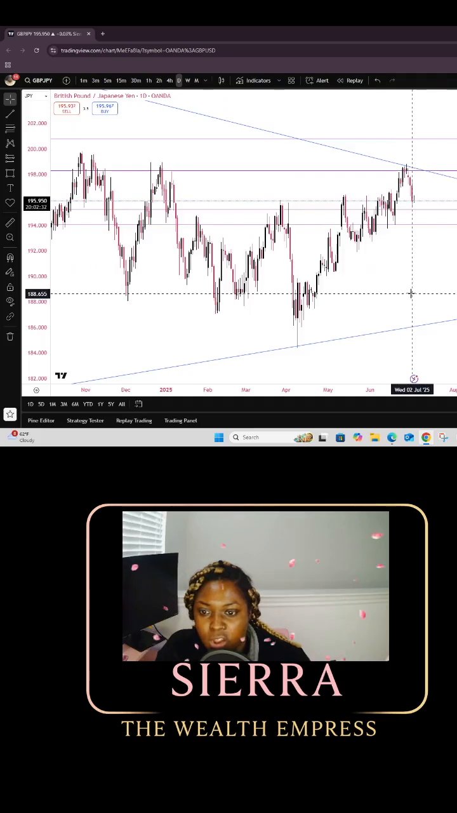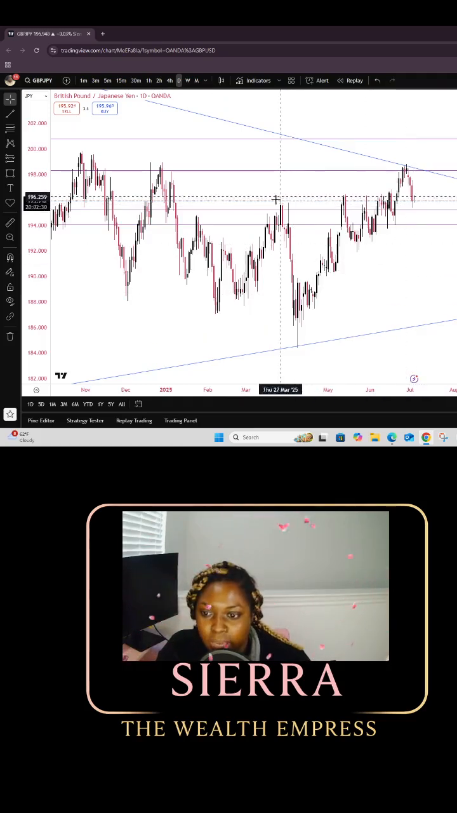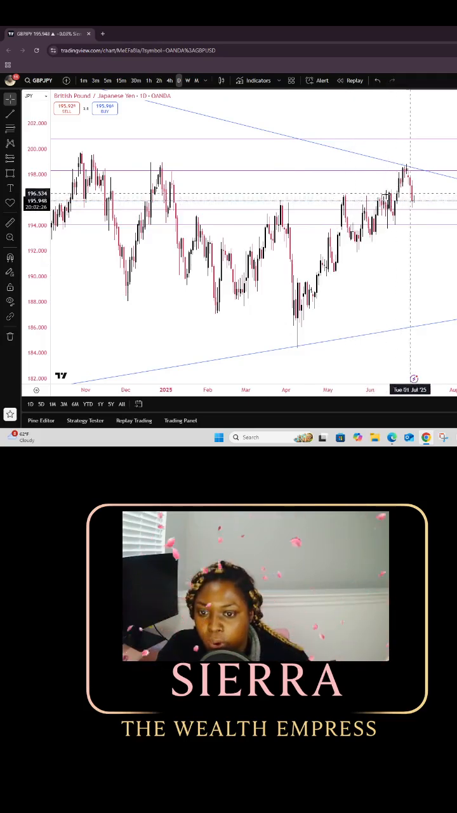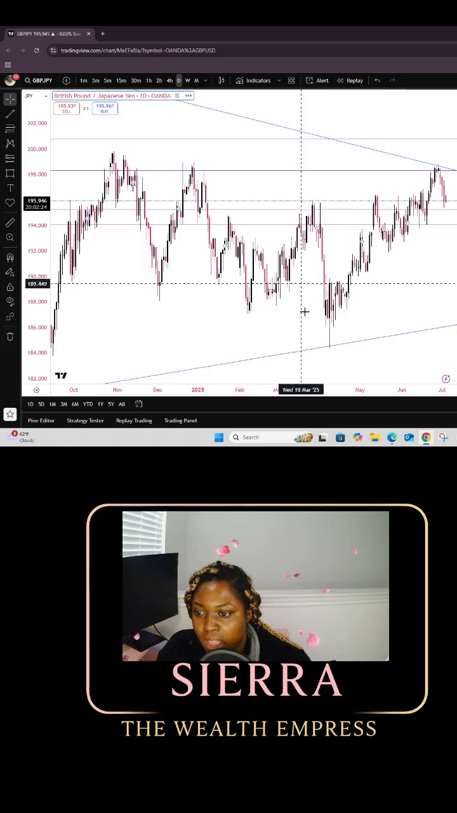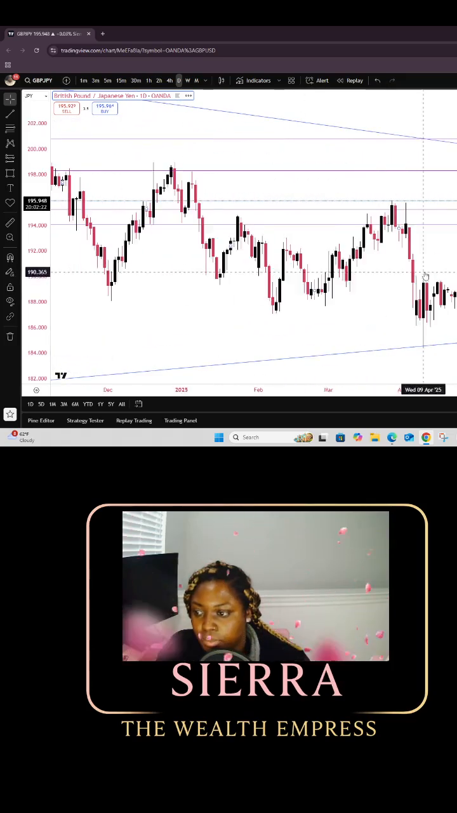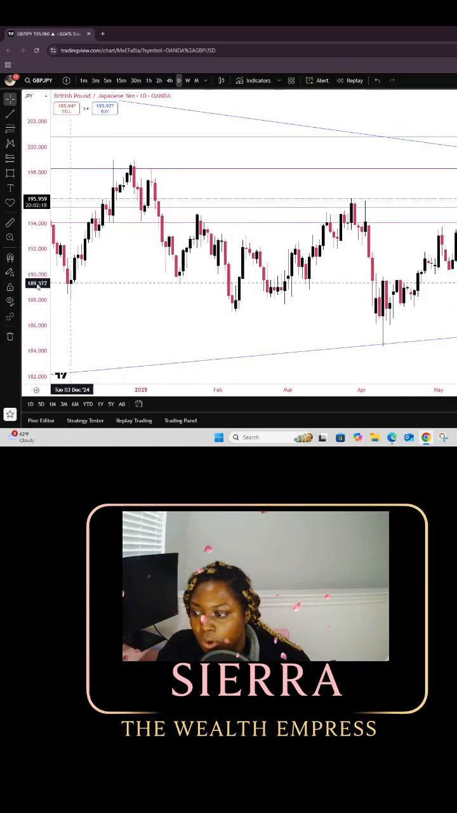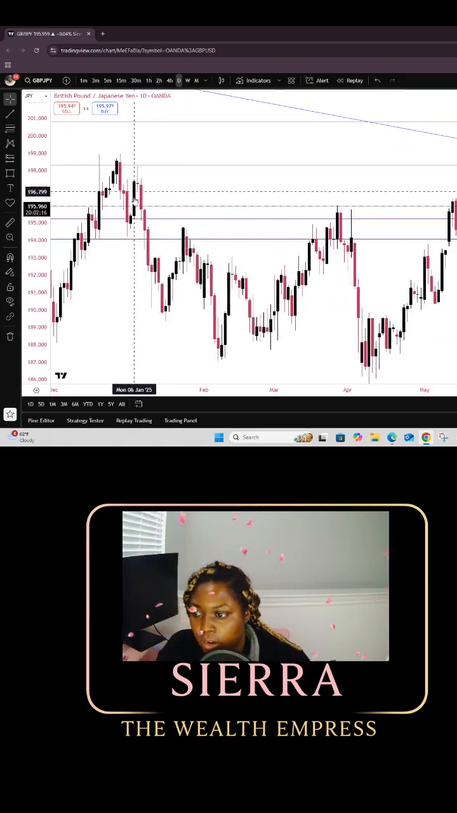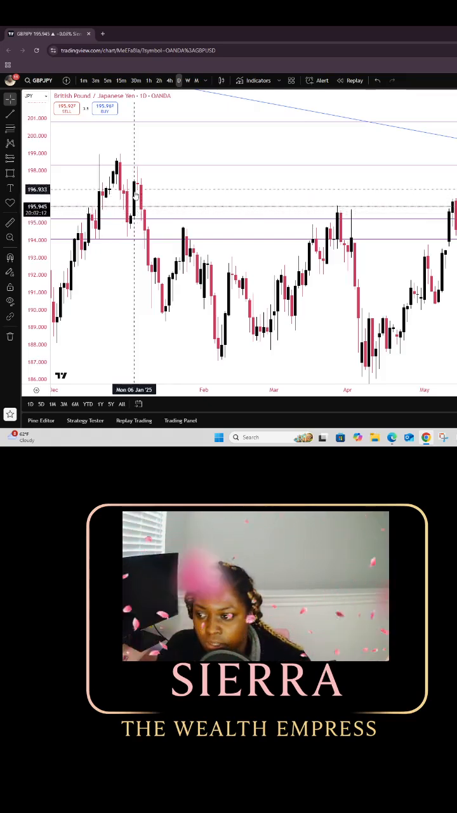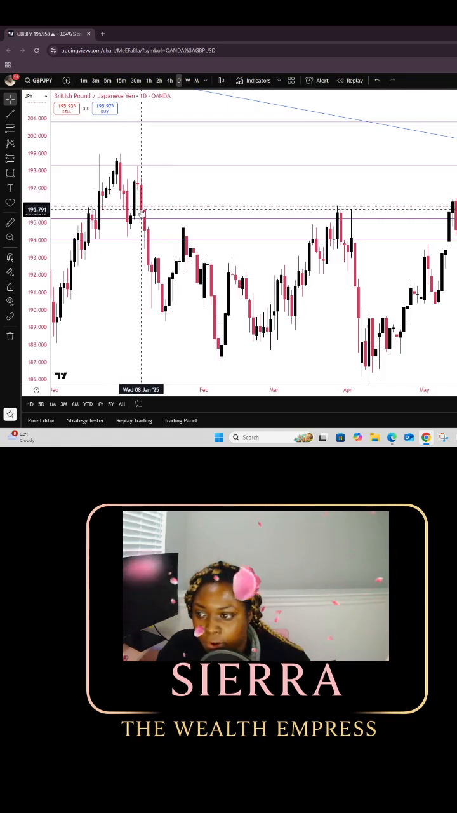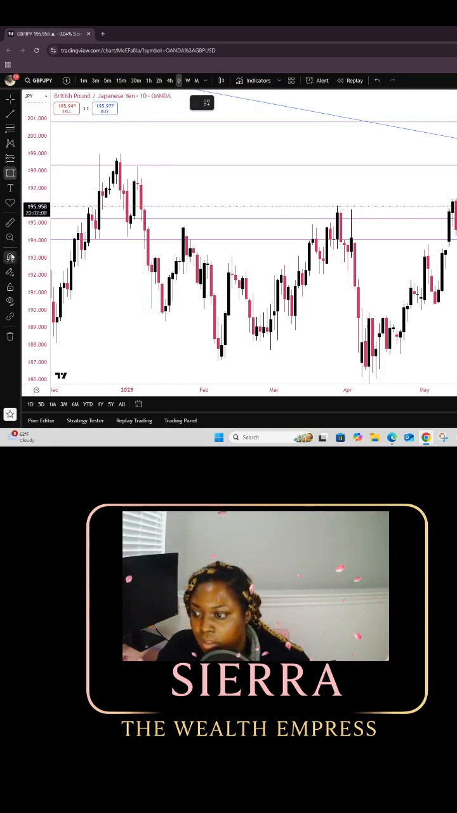All right. And then here on my daily, as we can see, we got rejection, rejection, rejection, rejection. So where is this zone? I see a price balance range right here. A price balance range is when you have an inversion fair value gap and a regular fair value gap.